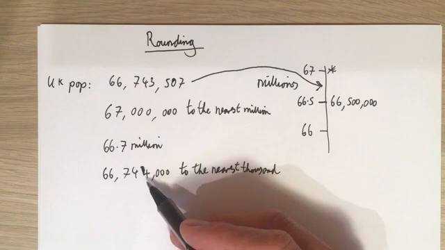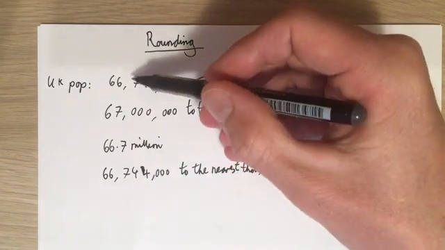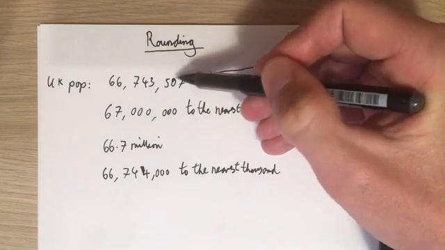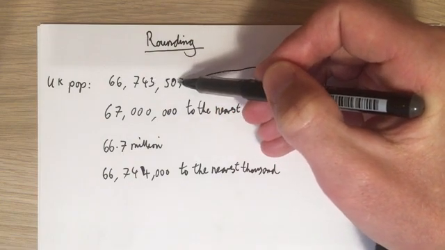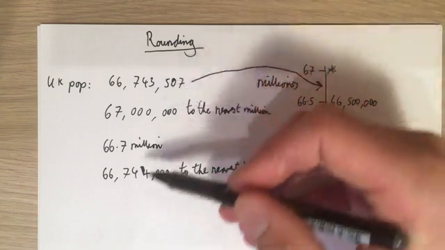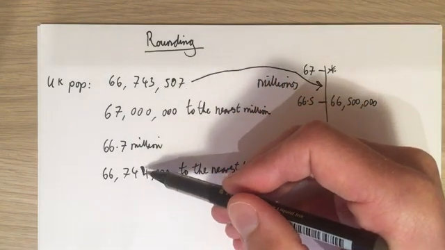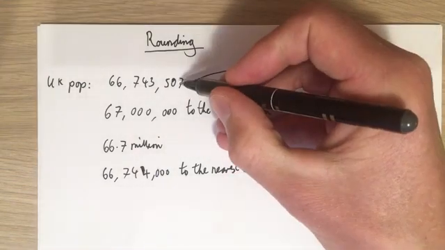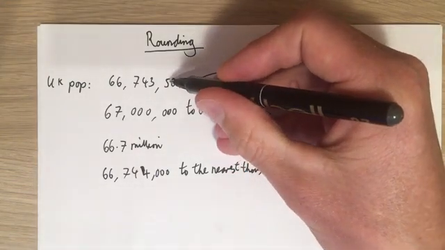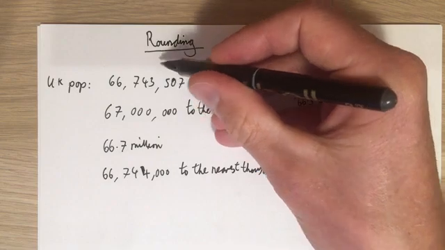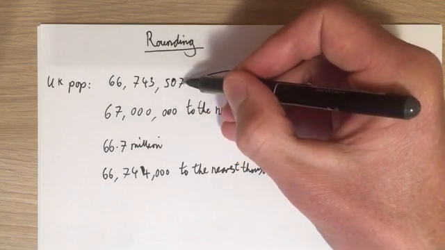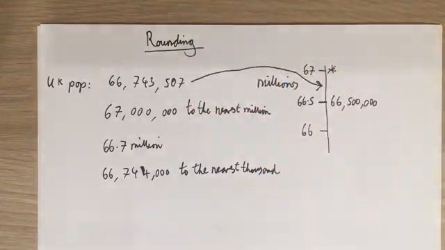Why? Well, because of the same discussion, here I have 66,743,000, but 507 is just a tiny bit over the halfway point. It's closer to 744,000 than 743,000. If it was exactly the halfway point, by the way, at 5, then you'd be rounding up. And why? Because of this reason here, that it might be like 507, just a bit more. So you're rounding up always if you see a 5.